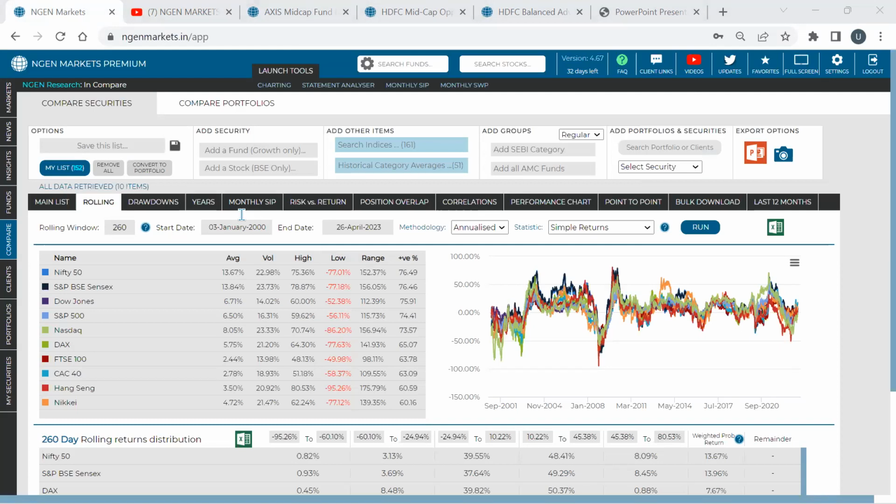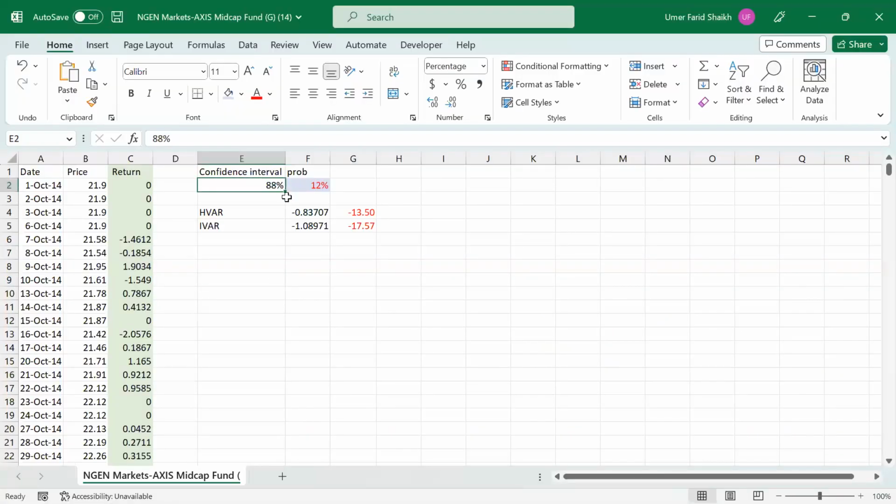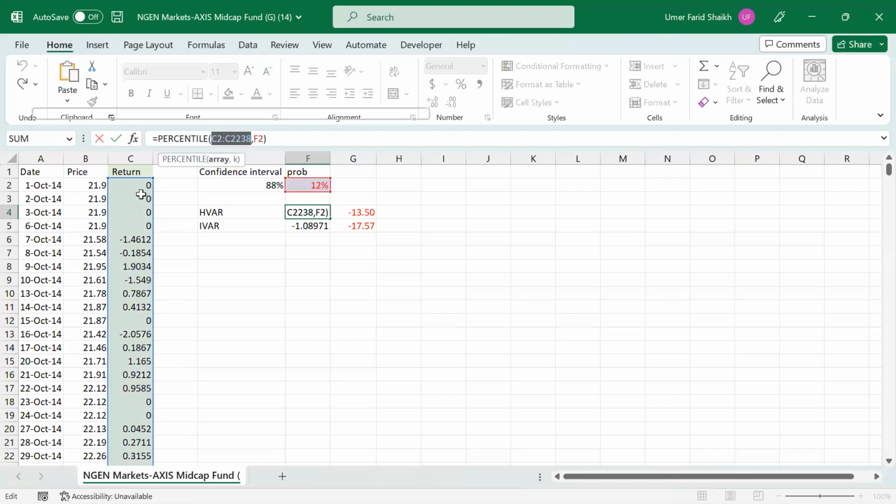There's another question: explain the difference between historical and implied value at risk. So I'll just give you a brief explanation here. I'm just going to show it in Excel, because when we calculate the historical VaR here, it takes into consideration the daily returns. I've highlighted this. You can see that these are the daily returns, considering the confidence interval, which is currently 88% with a probability of 12%, right?